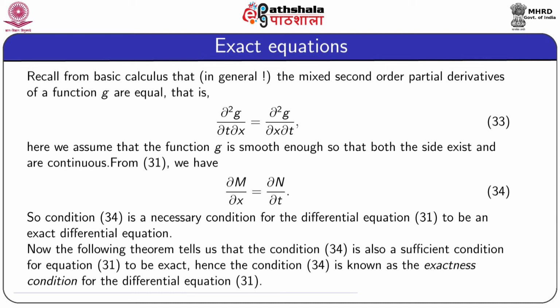The following result is put in the form of a theorem which tells us that condition 34 is also a sufficient condition for equation 31 to be exact, and hence condition 34 is known as the exactness condition for the differential equation 31.